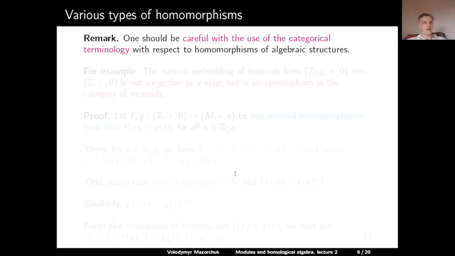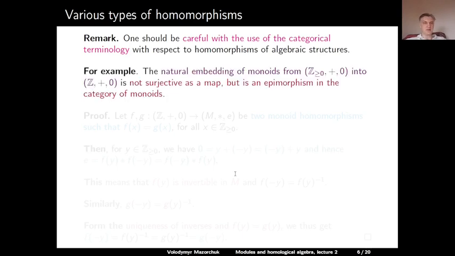Let us now make one remark on various types of homomorphisms. We have injective, surjective, and bijective maps between sets, and we also have homomorphisms which are called monomorphisms, epimorphisms, and isomorphisms. In general, one should be very careful with using the latter terminology, which is categorical terminology, with respect to homomorphisms of algebraic structures, because sometimes it is not equivalent. So here is an example.